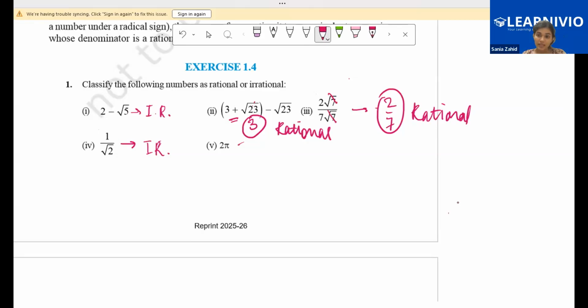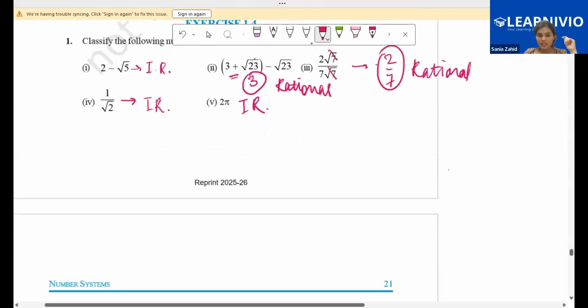Irrational. Ma'am, I said irrational. Okay, the way you say irrational sounds as if you are saying rational. It's irrational. Why is it irrational? See, now we know pi is irrational. And whenever you multiply anything with an irrational number, you again get an irrational number. So a rational multiplied with an irrational gives you an irrational.